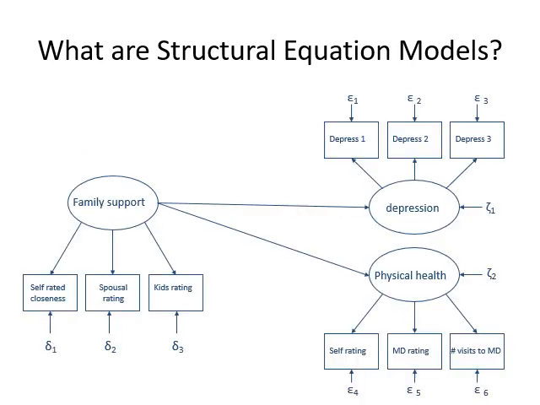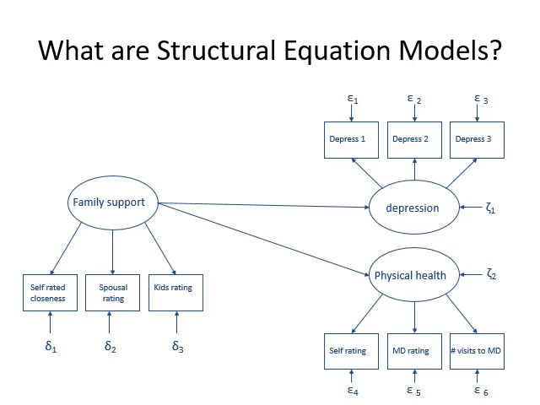So here's a very simple structural equation model. We have three variables which are related to family support. Family support itself is represented by self-rating closeness, spousal rating, and kids rating. So there are three variables going into family support, and each one of those variables, by the way, has error variance associated with it. Then we have depression, measured through three different measures of depression, each with error, and we have physical health. What we're expecting in this particular model is that family support, as measured by three variables, is related to depression and physical health, but depression and physical health are not related to each other.